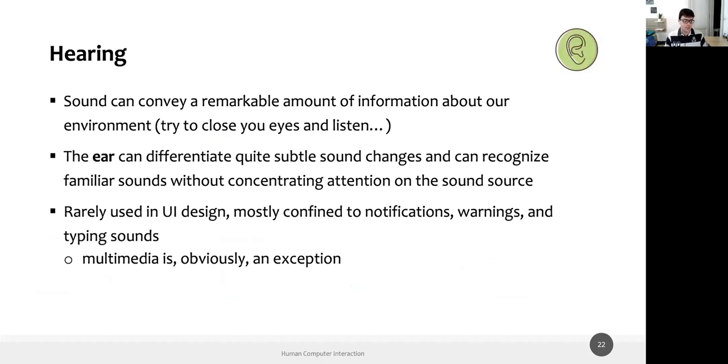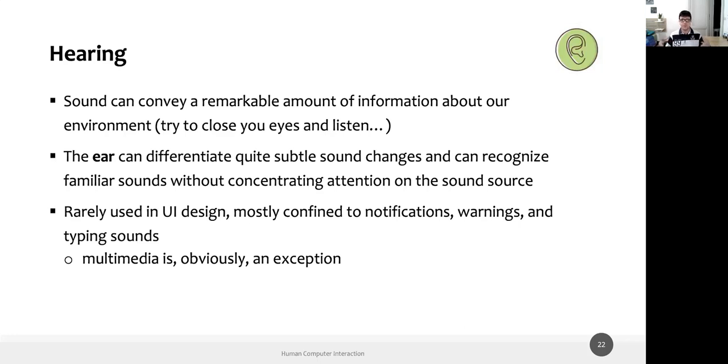Next in the list is hearing. Hearing is particularly interesting, as we can imagine, because obviously sound can provide us with a remarkable amount of information about the environment. So whenever you are, try to close your eyes, maybe remove your headphones if you have them, and try to listen to what happens around you.